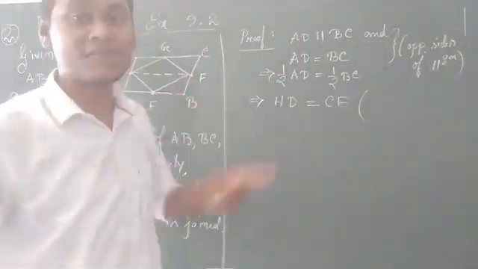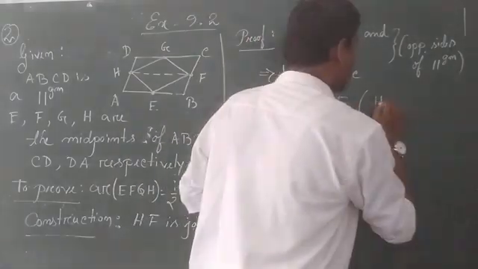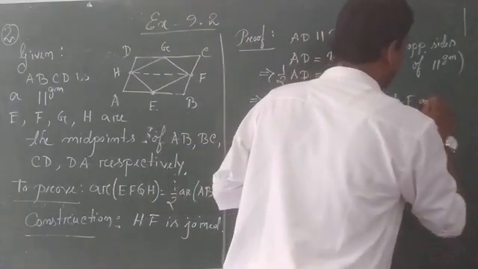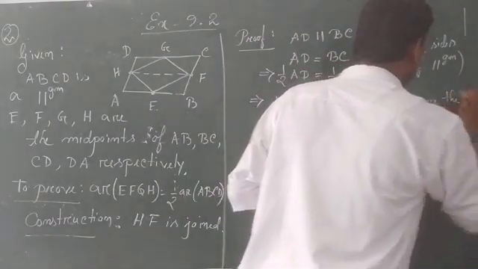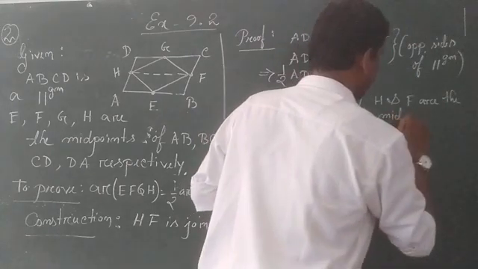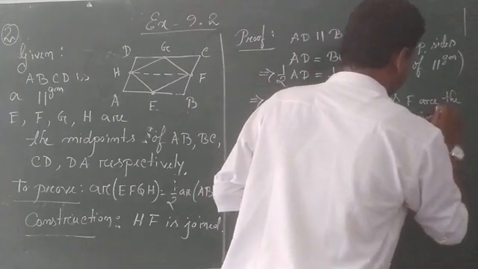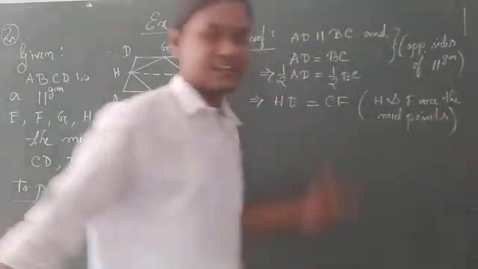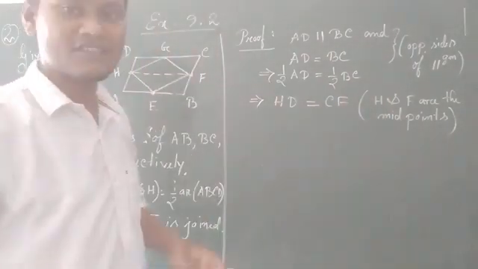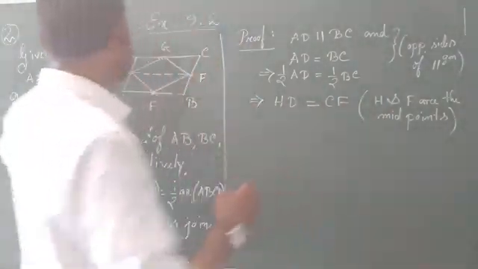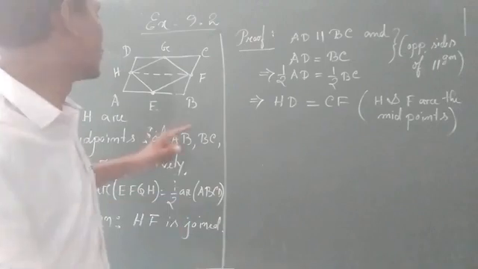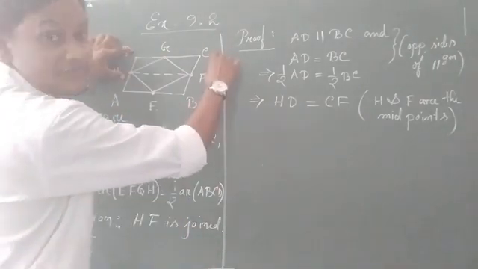Why have I written it like this? Because H and F are the midpoints. That's why I can write half of this as in this part, HD and CF. Next, look. HD is equal to CF.